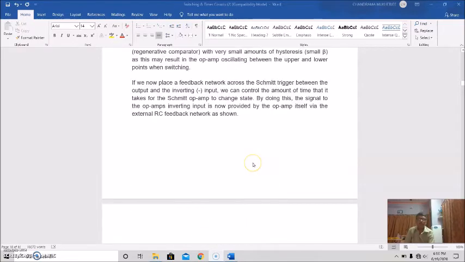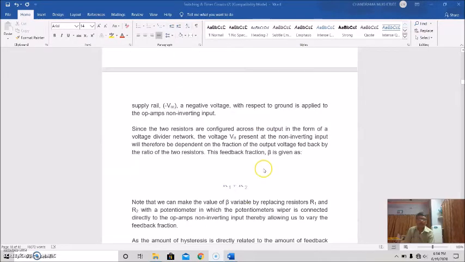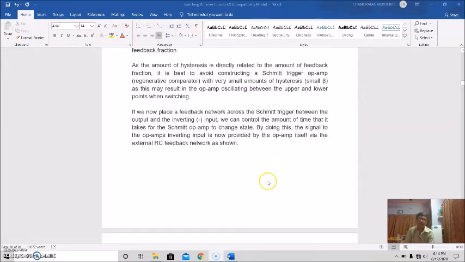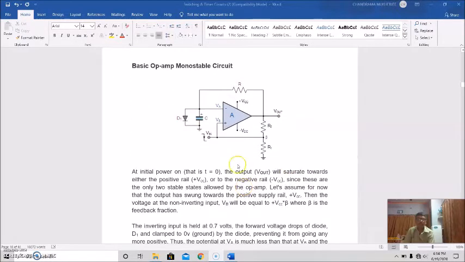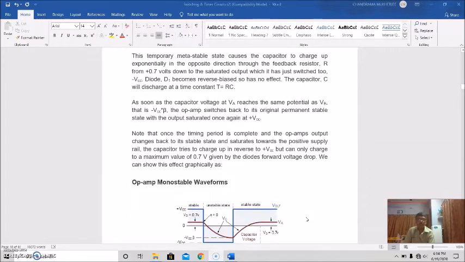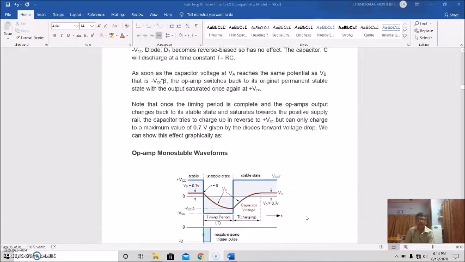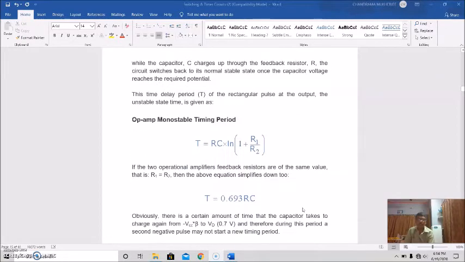So the RC feedback network, and how this works. Then we discussed the basic op-amp monostable circuit, then the waveforms of the op-amp monostable circuit, and then its time period.